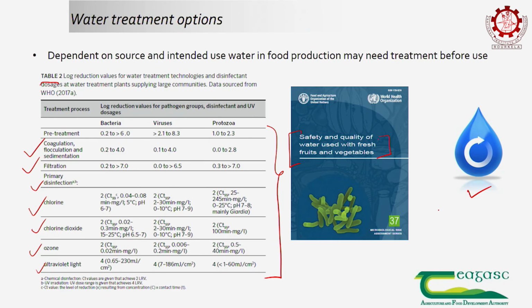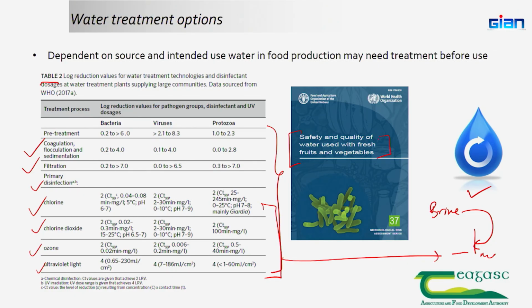So that's what it says: pre-treatment, coagulation, different water treatment systems. I'll propose one way. If you are using a brine, we can reuse this brine by using a membrane system to recover all the solids, even a simple filtration system, and then use any of these techniques to decontaminate that brine and reuse it. That's the way it can be used.